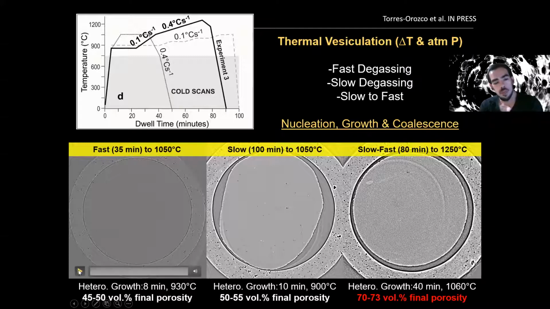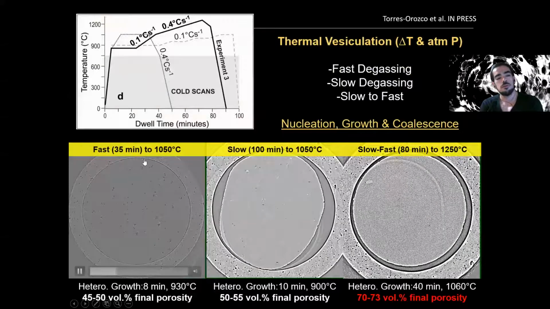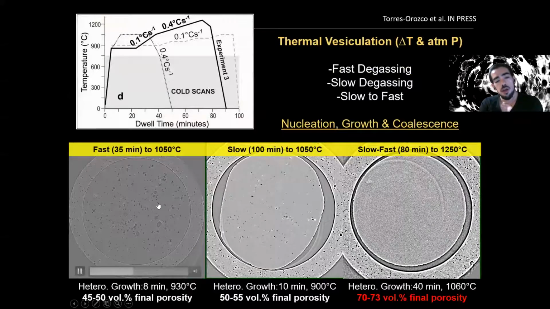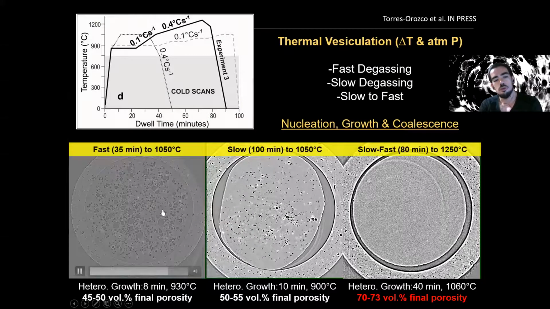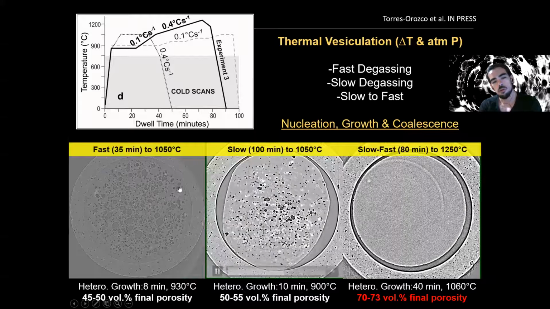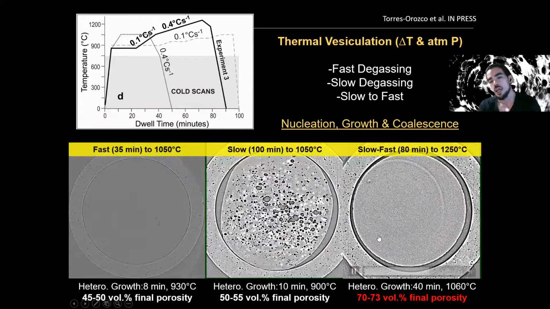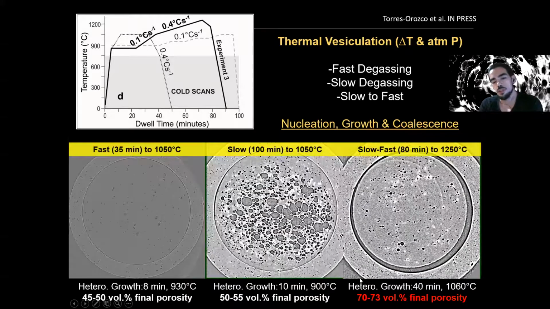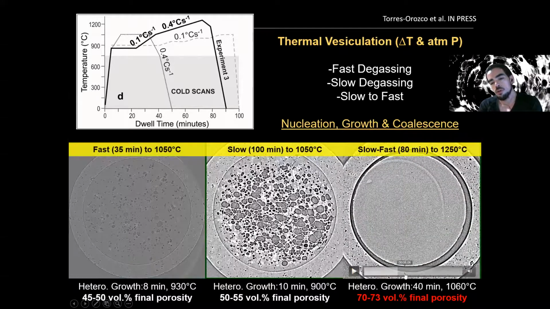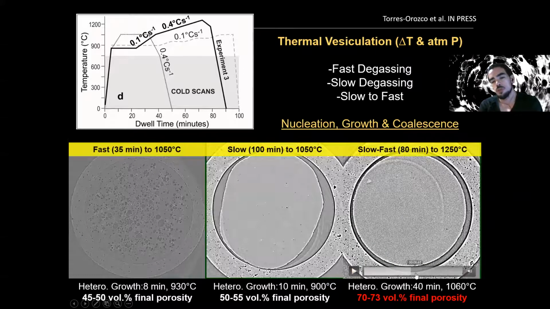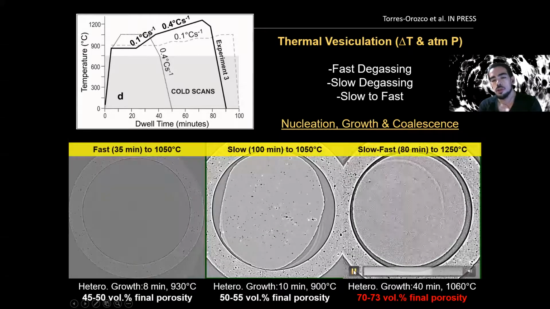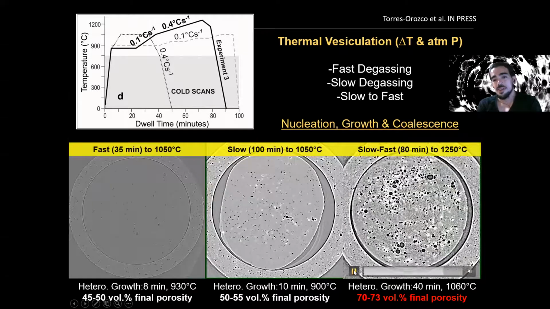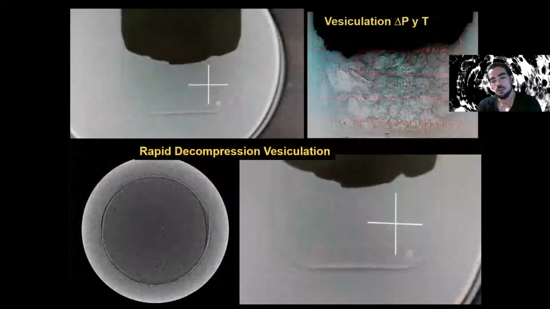In these videos, we can see the difference from fast vesiculation to very slow. We immediately see bubbles forming in both, even though the speed is different. However, in the slow one, we see nearly nothing for a while. For almost half of the experiment, we see nothing. And then suddenly, from nothing, we move very fast to thousands of bubbles.